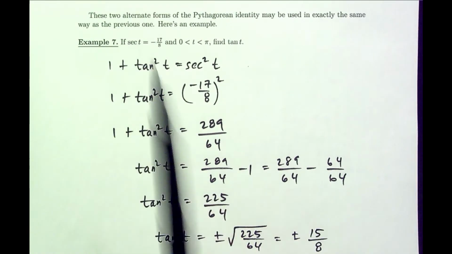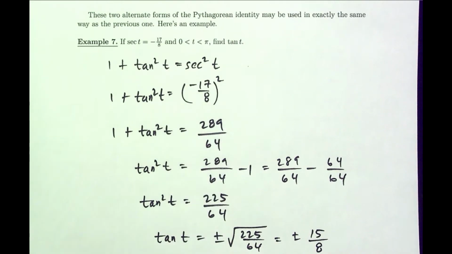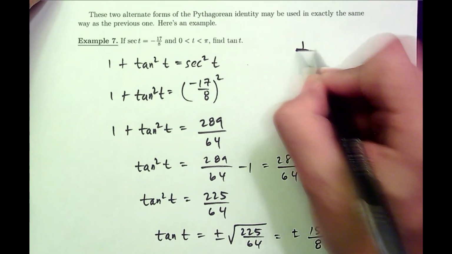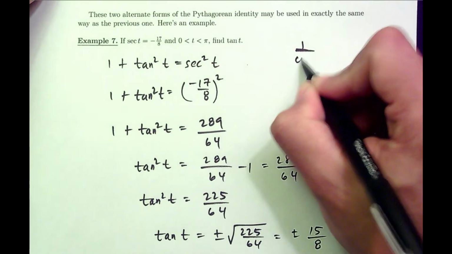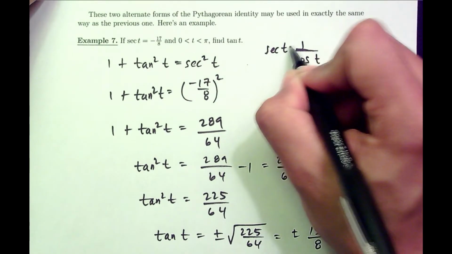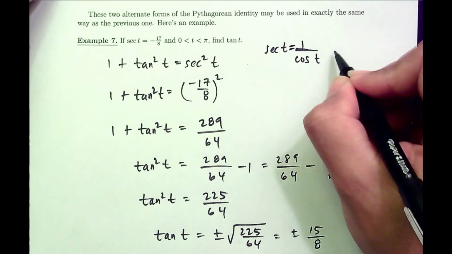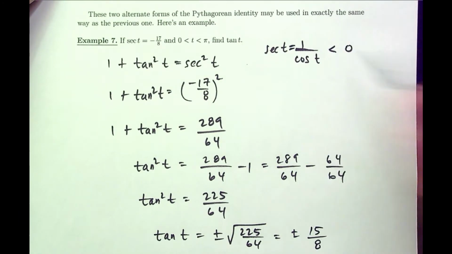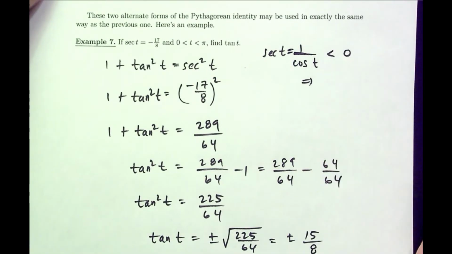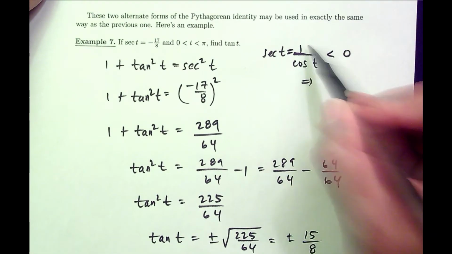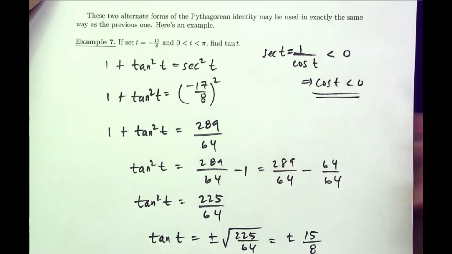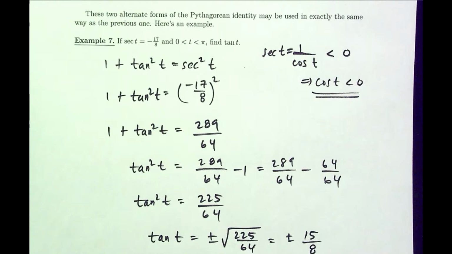The secant is negative, but the secant is 1 over cosine. The secant of t is 1 over cosine. And I know that the secant is negative. So if the secant is negative, it is negative 17 over 8. If the secant is negative, what does that say about cosine? Well, the top is positive, and that means the cosine has to be negative. So if the secant is negative, the cosine has to be negative.